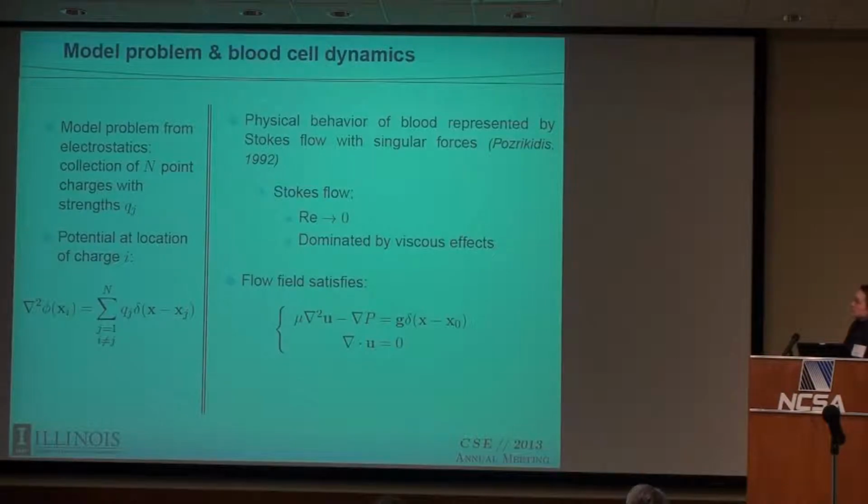So more about what I'm talking about with the singular Poisson problems. The model problem we've been using is from electrostatics, where we just have a collection of n point charges with certain strengths, and the potential due to all these charges at a location is a discrete sum of these singular Poisson problems associated with the location and the strength of the different charges in the collection. And over here with the blood flow, we have Stokes flow, where the Reynolds number goes to 0, and we're satisfying these two equations here. Here the delta functions, the singular forces, are on the surfaces of the cells, so the effects of the cell surface on the fluids.